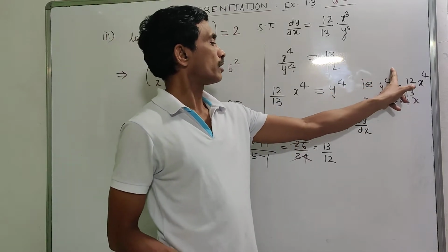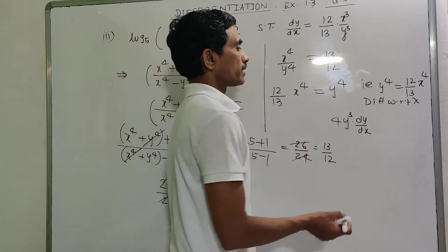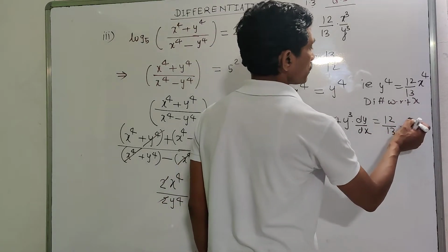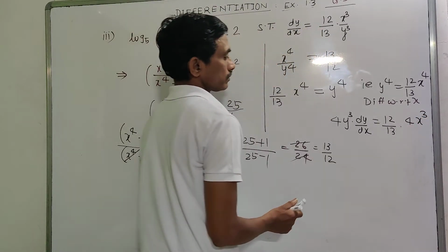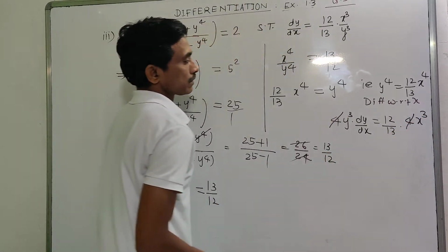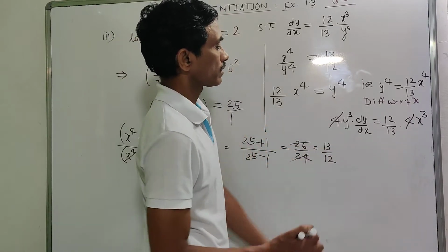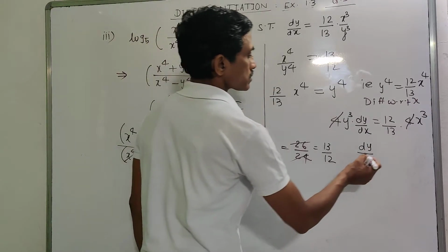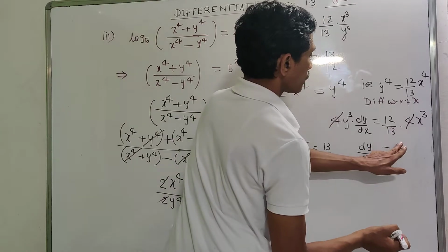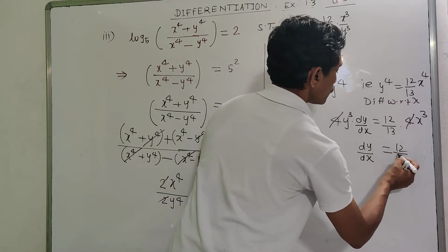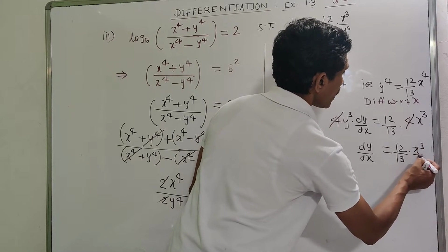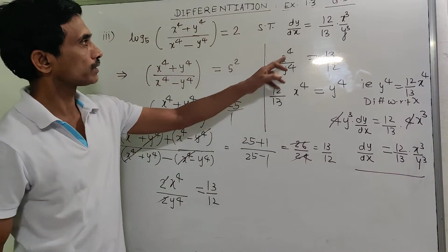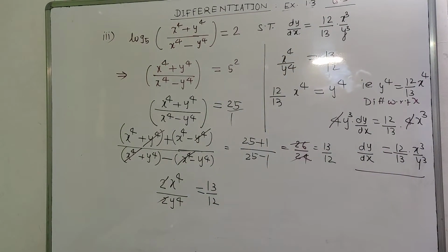Composite function y raised to power 4, 4y cube dy by dx, right hand side 12 by 13 constant, derivative of x to the power 4, it is 4x cube. This 4 is getting cancelled and take this y cube in the denominator, so that dy by dx is equal to 12 upon 13 x cube by y cube. See, which is required to show. 12 upon 13 x cube upon y cube is required to show.